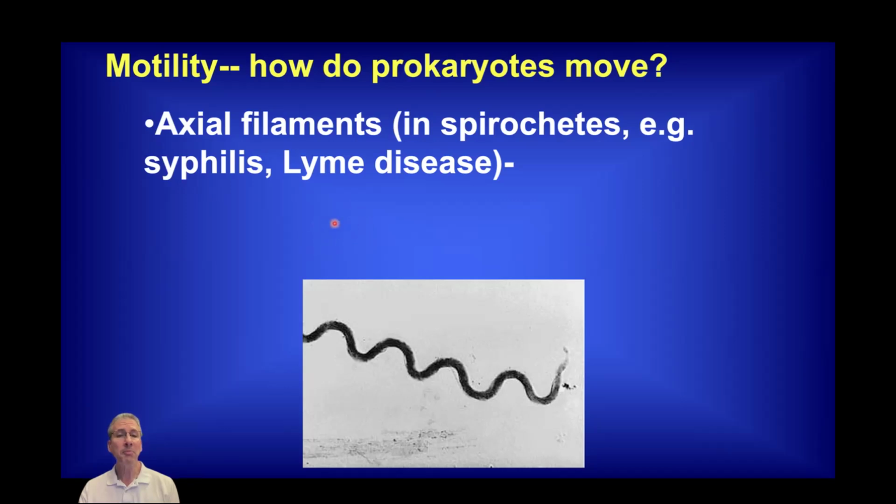So some spirochetes cause disease, such as syphilis or Lyme disease, and this ability to kind of corkscrew their way through their environment allows them to also burrow into host tissues. So that's just one way that some bacteria can move around their environment.